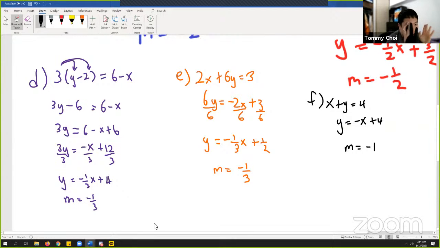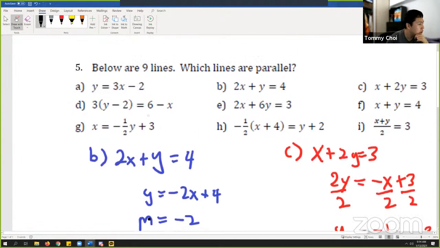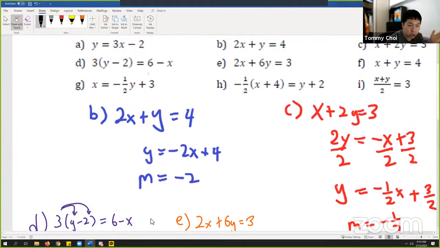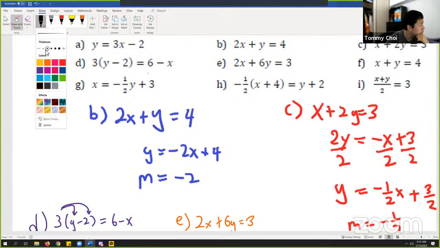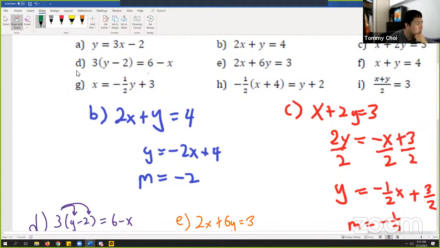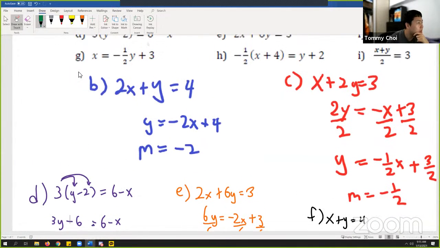So we have D, E, F. Now we have our last three. We have G, H, and I, which are the more complicated ones, but you guys should still be fine with it. So let's work with a different color. Let's go dark green. So x is equal to negative 1 over 2y plus 3.